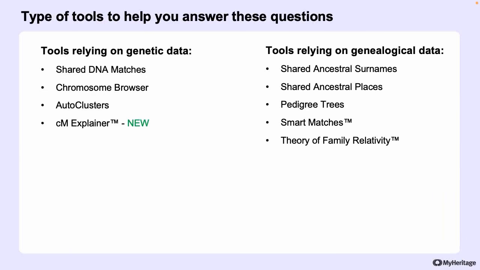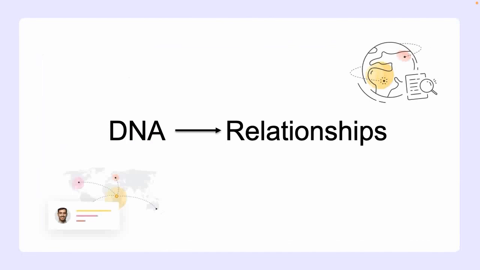We can divide them into two types of tools: those relying on the genetic data and those relying on the genealogical data. These tools and features provide you the information needed, and they are all available through all of your matches. I want to talk about how we go from point A to B, from DNA to finding the relationship.